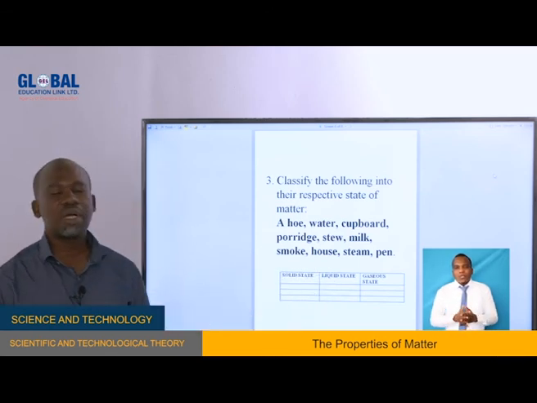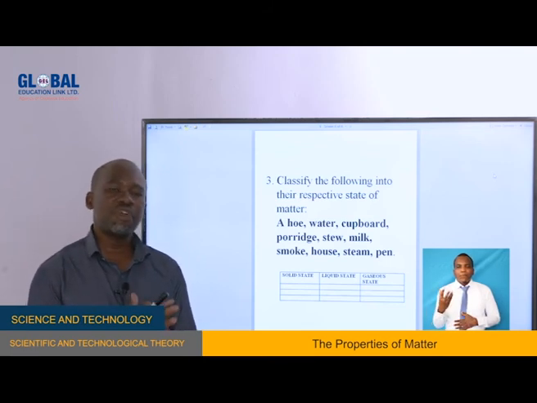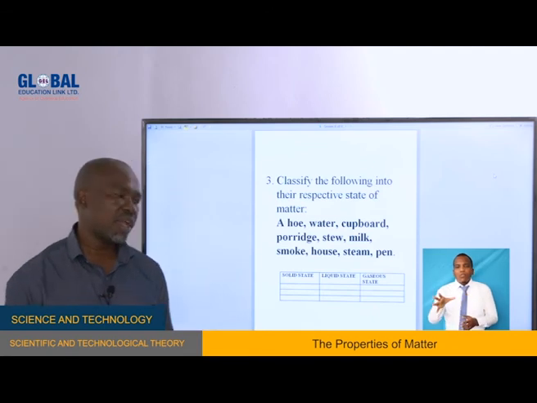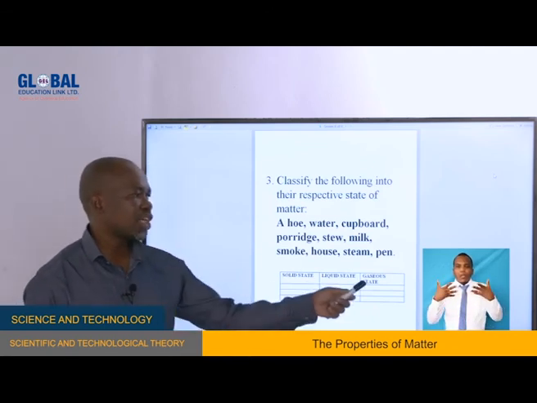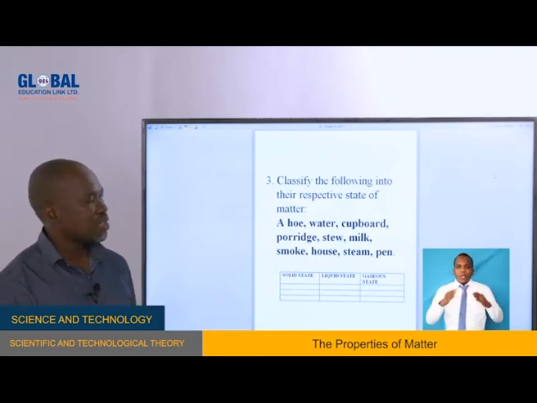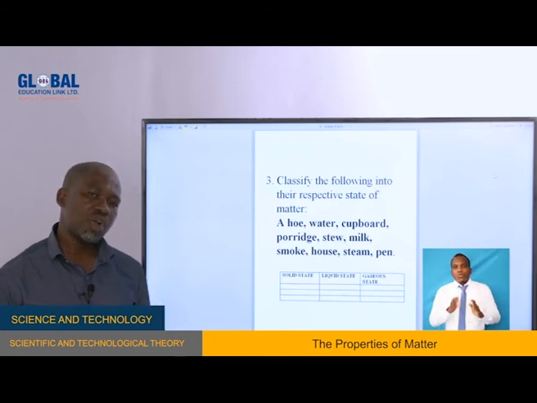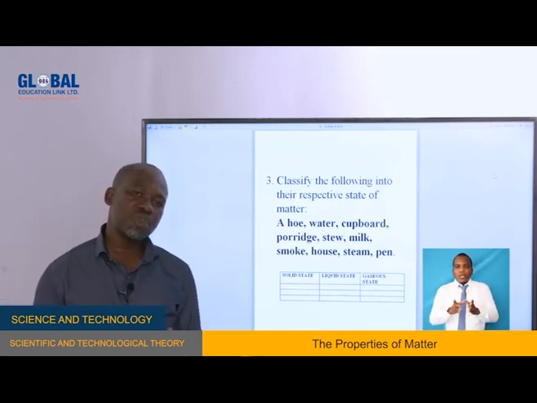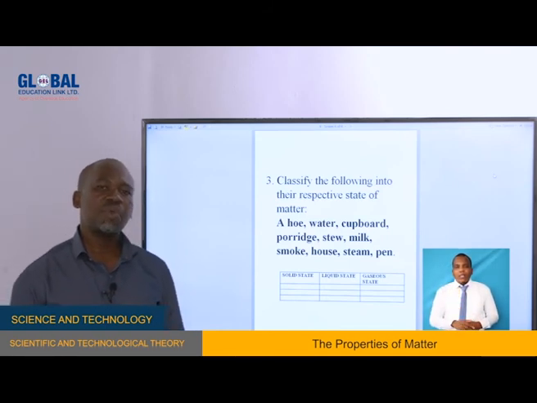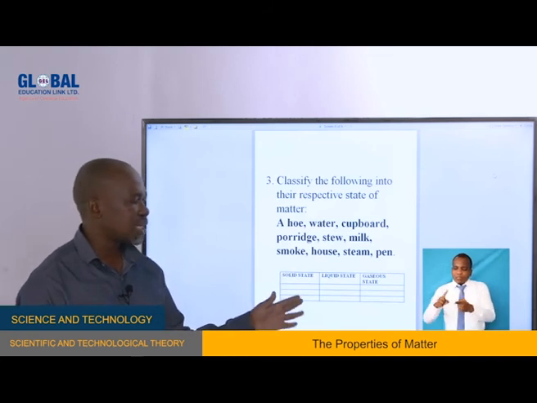Smoke. Smoke, since the particles are very free to move to take the space in the atmosphere, in the air, this is a gaseous state. A house. A house is hard, has a definite shape. And also the particles are very close to each other. Once you hit the wall of the house, you will get hurt. Therefore, this will fall under the solid state.